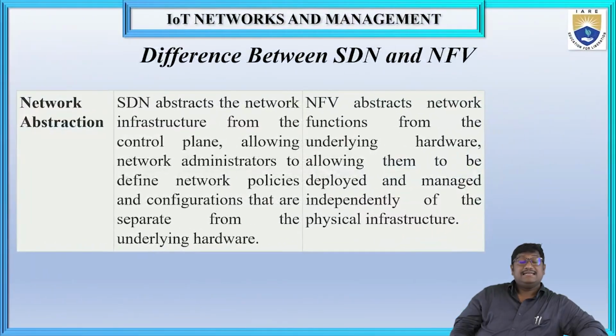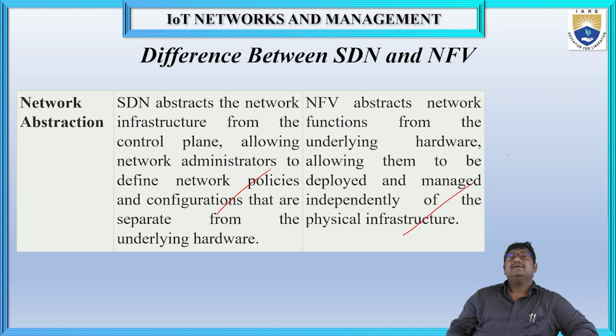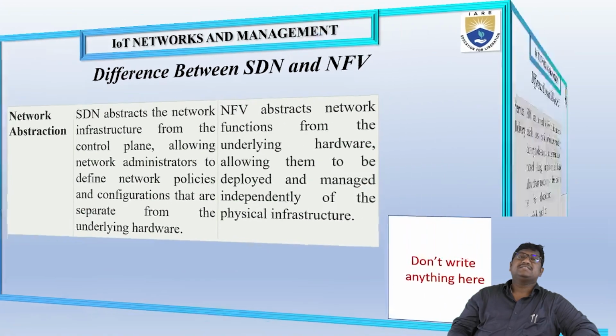And coming to the network abstraction in SDN, this is going to abstract the network infrastructure from the control plane only, by allowing the network administrator to define the different kinds of policies and configurations which are going to be used for separating from the underlying hardware. Whereas in NFV, these network functions are going to be abstracted from the underlying hardware by allowing them to be deployed and managed independently of the physical infrastructure.